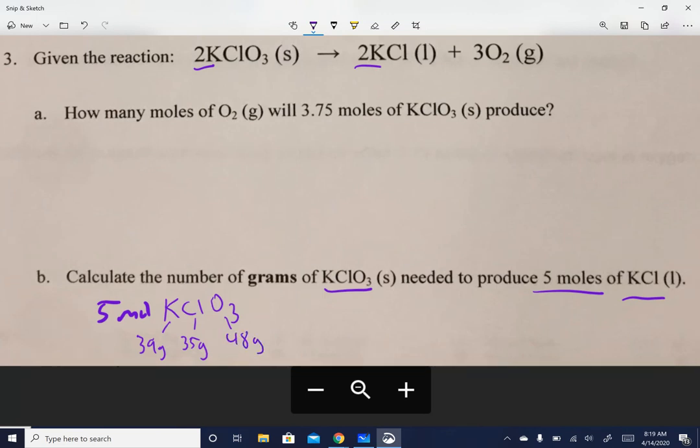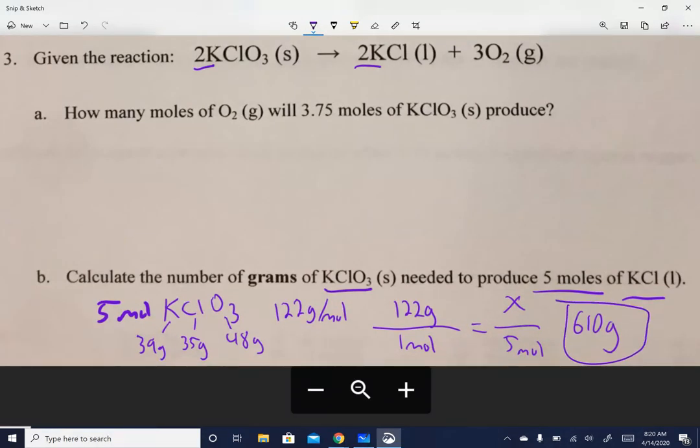So if we add those together, 39 plus 35 plus 48, that's 122. Sorry, guys. 122 grams per mole. Remember, that tells us if we have 122 grams of KClO3, we have 1 mole. Well, we have 5 moles. So how many grams is that equivalent to? If 122 are in 1, this number is going to be 5 times higher. Cross multiply, 122 times 5, 610 grams is the answer.